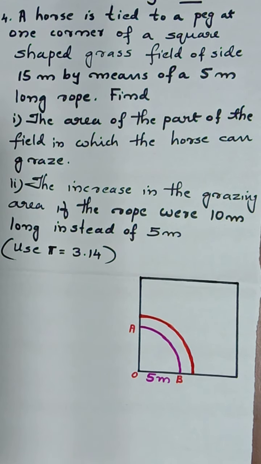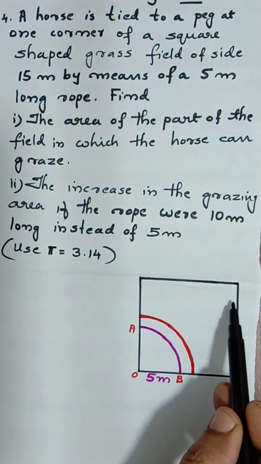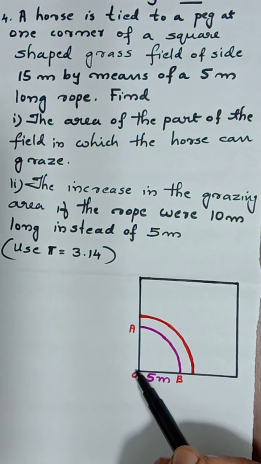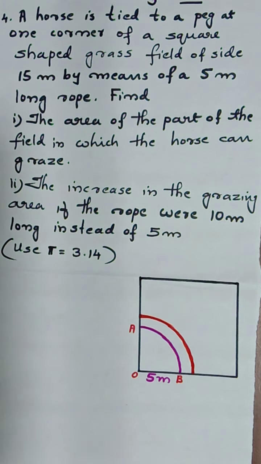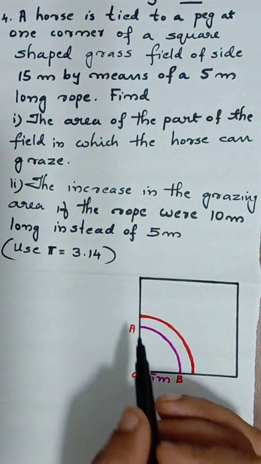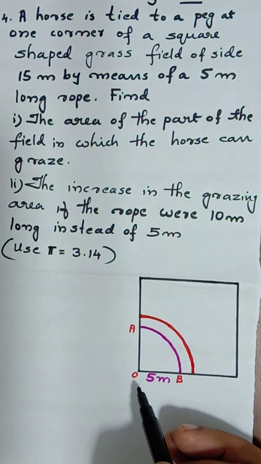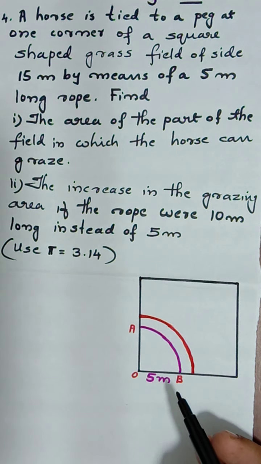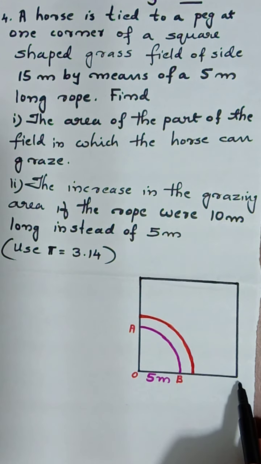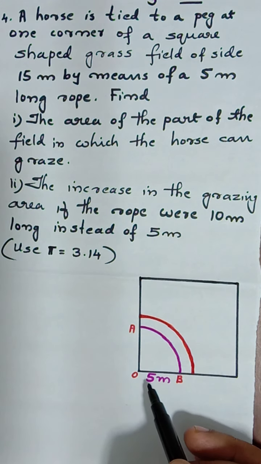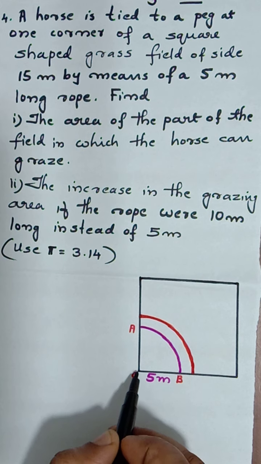A hose is tied to a peg at one corner of a square-shaped grass field. Hose is at the point O. Side of the square is 15 meter. It is a square, so each side is 15 meter, by means of a 5 meter long rope. It's a field, so 15 meter is one side, and the length of the rope is 5 meter.